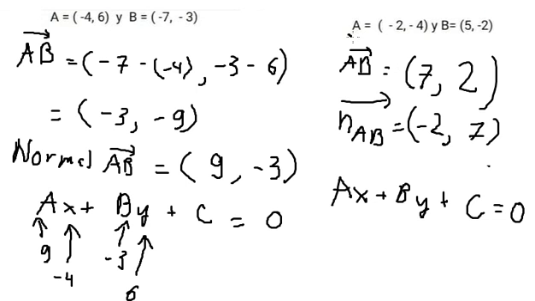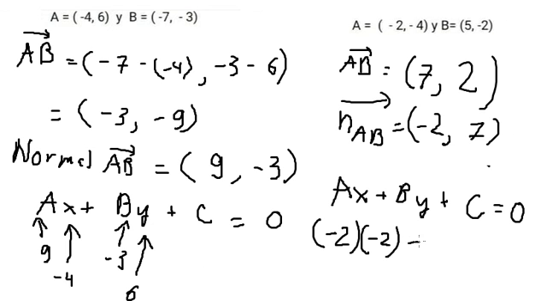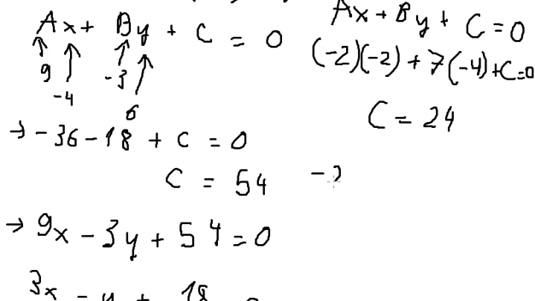In this situation, I choose point A. So we will have negative 2 times negative 2, B is 7 times negative 4, plus C equals 0. So we can find C equals 24. Now we put A is negative 2, B is 7, and C that's 24.